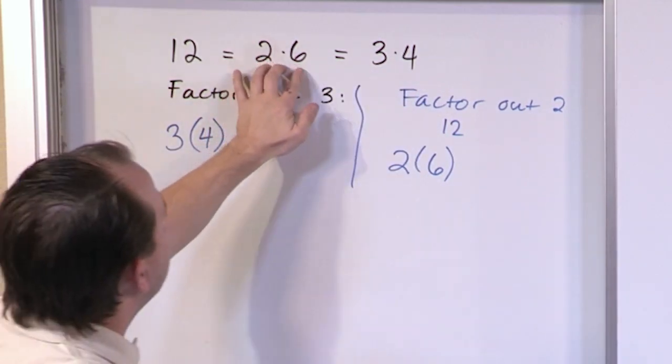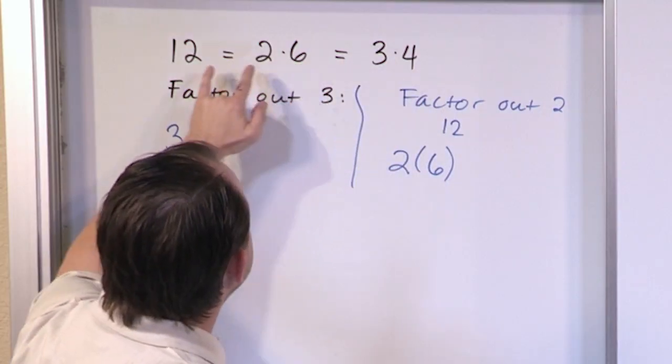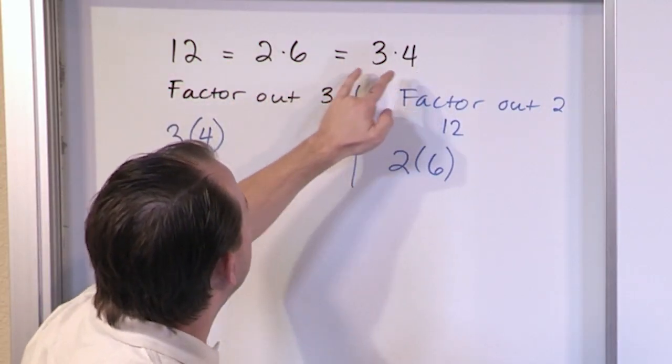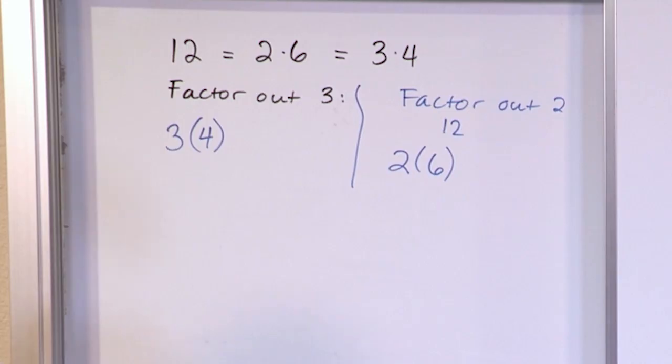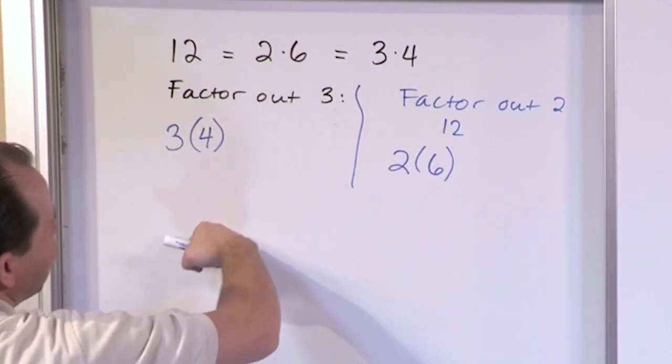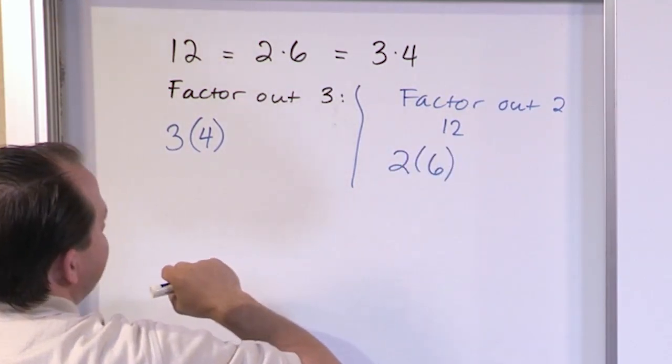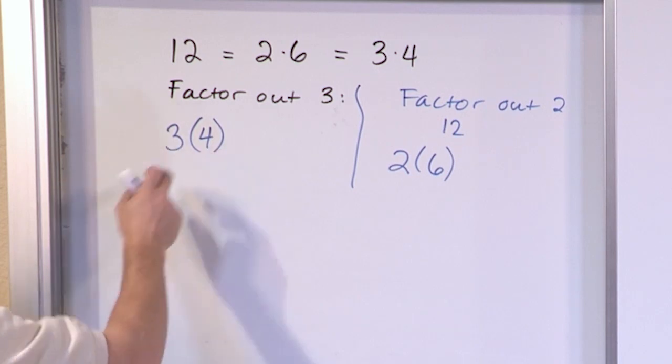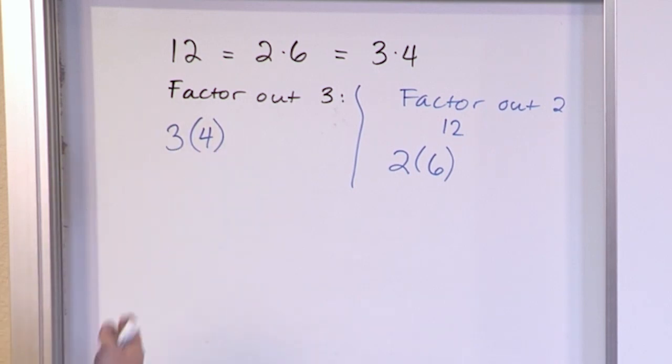These are called the factors of 12. The 2 and the 6, they're factors of 12. The 3 and the 4, they're factors of 12. So when you pull out a 2, you have to have a 6 left over to make it equal 12 after you multiply. When you pull out a 3, you have to have a 4 left over, so that when you do your multiplication, you'll still have 12.